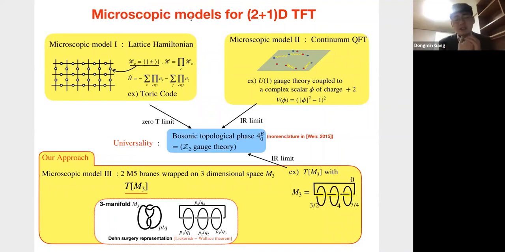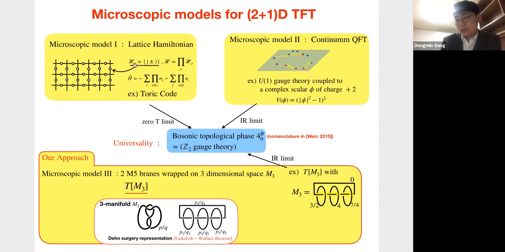There are various microscopic models for 2+1 dimensional topological field theories. One very intuitive model uses a lattice Hamiltonian. We are considering a 2+1 dimensional system, so space is two-dimensional and we regularize it by a lattice. For each lattice site, we assign some Hilbert space, and for the given lattice, we give some Hamiltonian. One famous example of a lattice model is called the toric code.